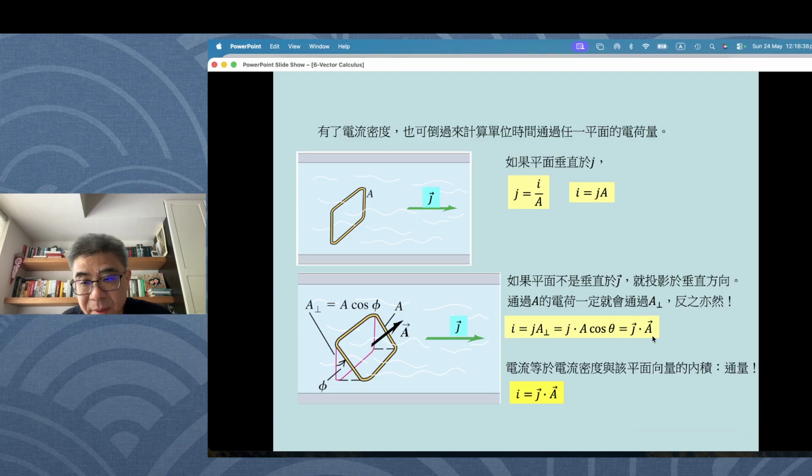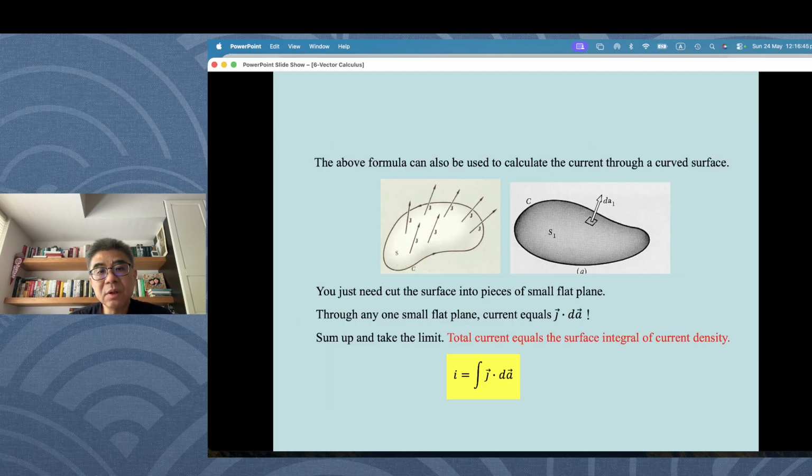So there's a similarity between the two formalisms. And therefore, in order to calculate the current flowing through a certain curved surface, I can always use this formula. I can always cut this curved surface into small pieces of flat plane. On the flat plane, the current flowing through it could be easily calculated as J dot dA, just like we have done in calculating the electric flux.